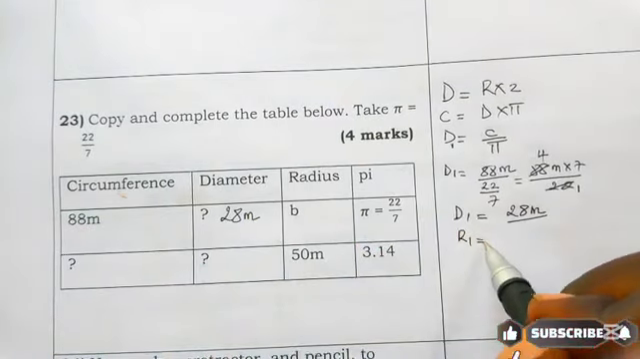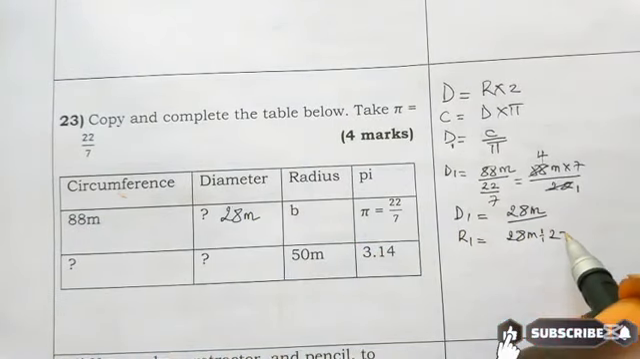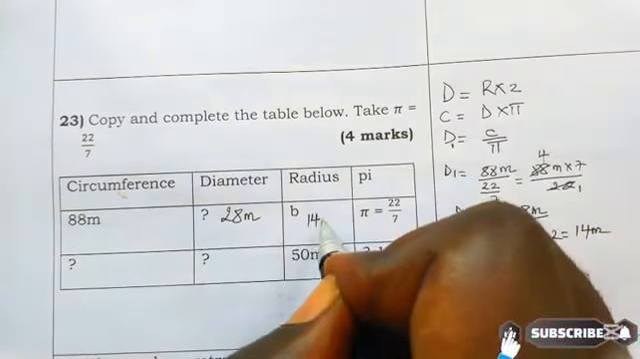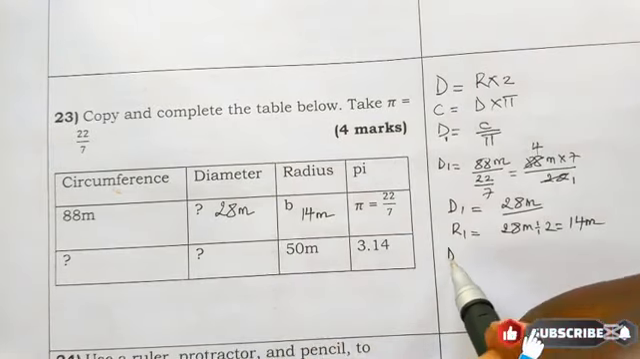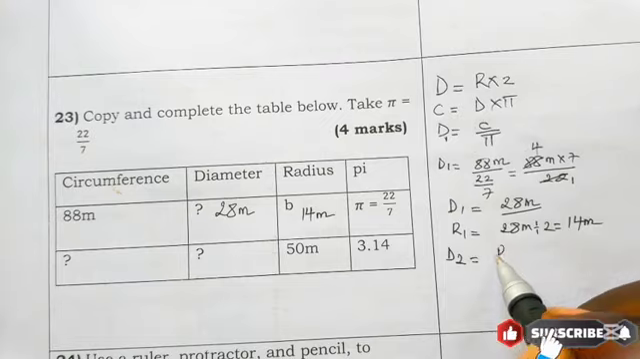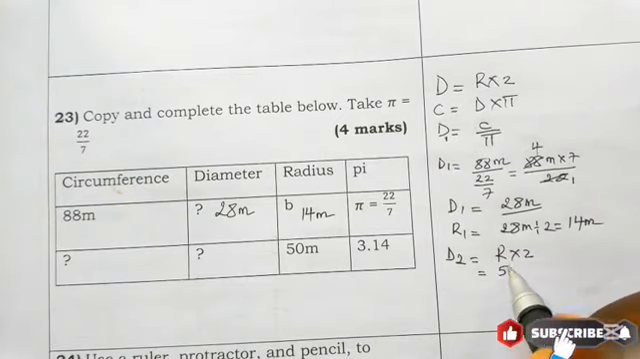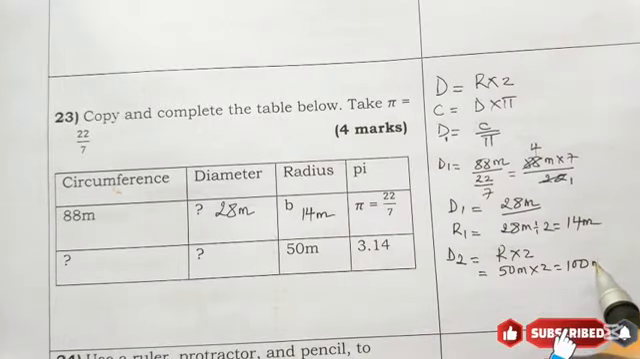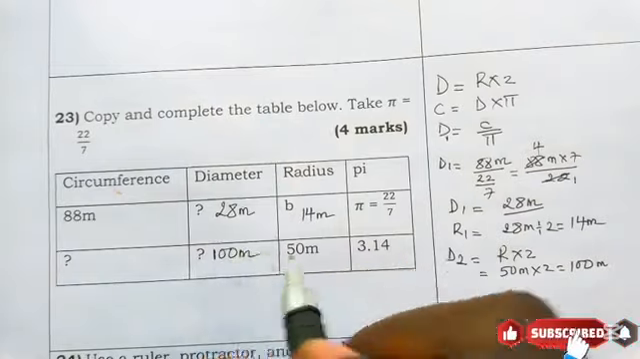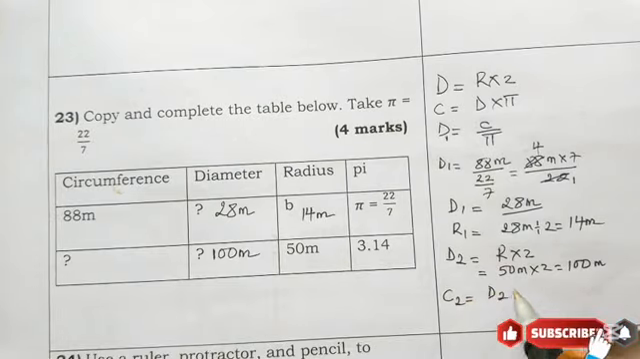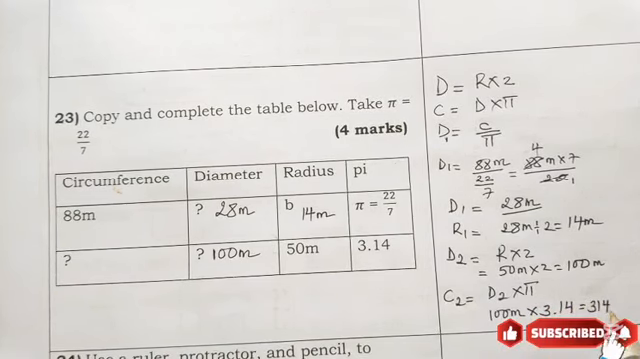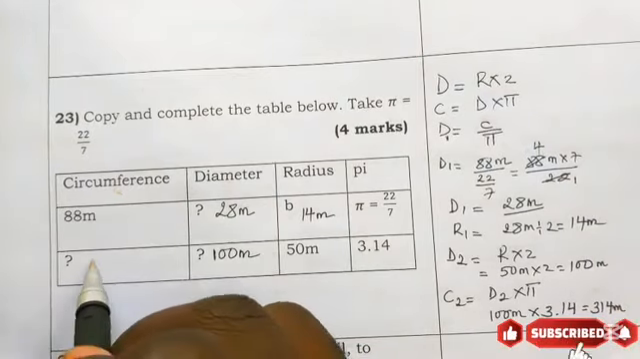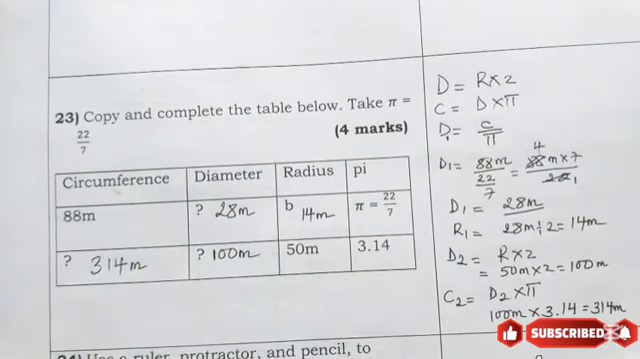Means that the radius 1 here will be 28 meters divided by 2, we get 14 meters. We have radius, and of course here we have to find diameter. Diameter 2 is equal to radius times 2, so this is 50 meters times 2, equal to 100 meters. Circumference 2 will be diameter 2 times pi, so this is 100 meters times 3.14, and this equals 314 meters. So circumference is equal to 314 meters, right?